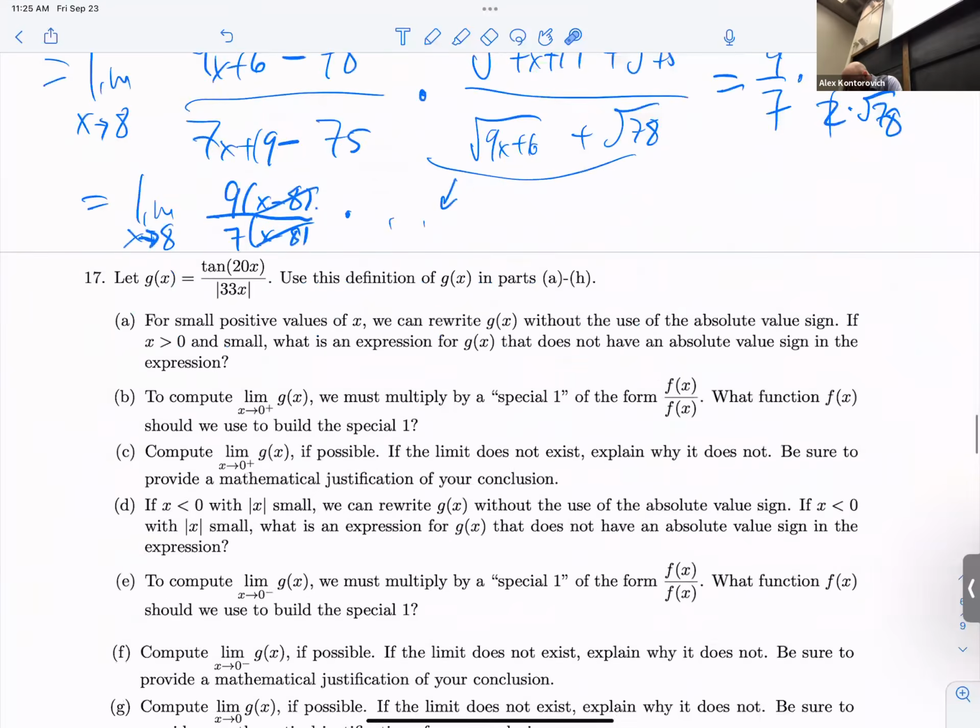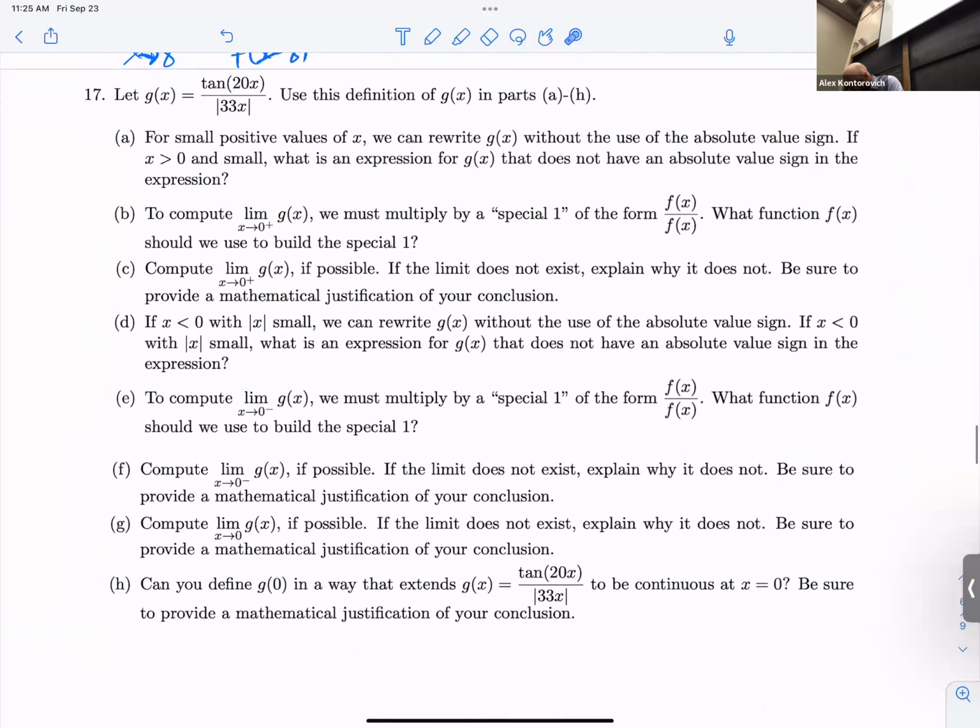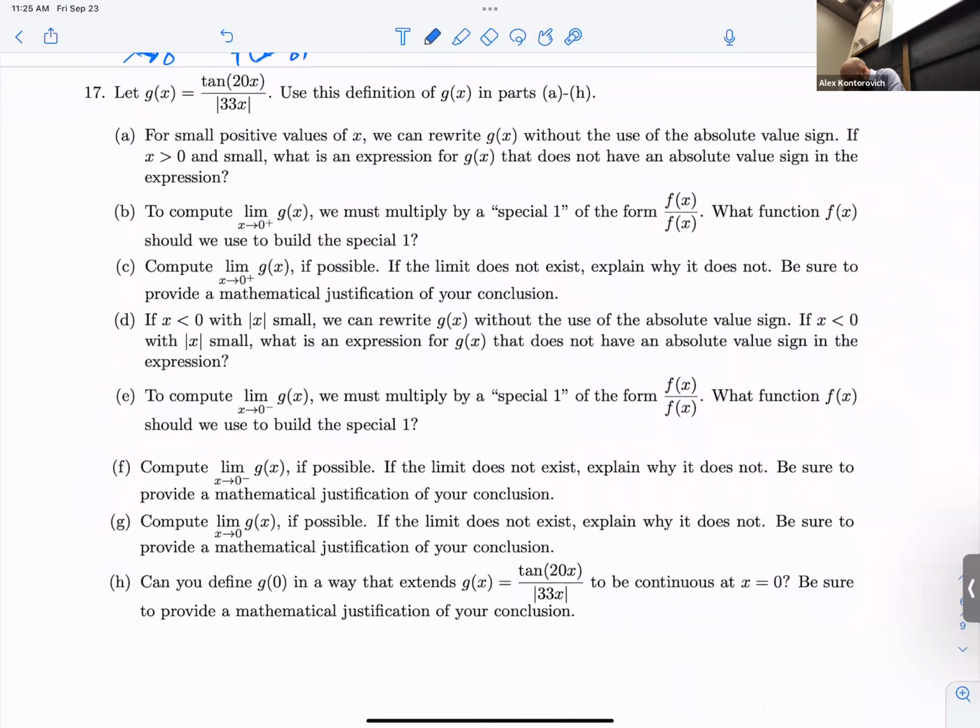Okay, next. Oh, God, tan. All right, hang on. For small positive values of x, we can write this without the absolute value sign. Yes, indeed. If x is small, what is an expression that does not have an absolute value sign? Absolute value of 33x when x is positive? 33x. Okay, great. So it's just tan of 20x over 33x. Done. Okay, it's not that bad. It looks bad. It's not that bad.